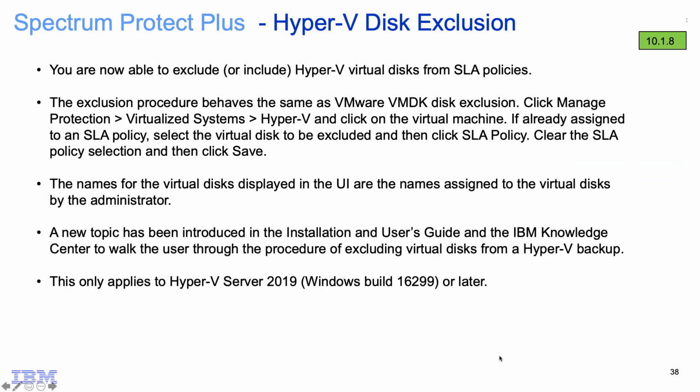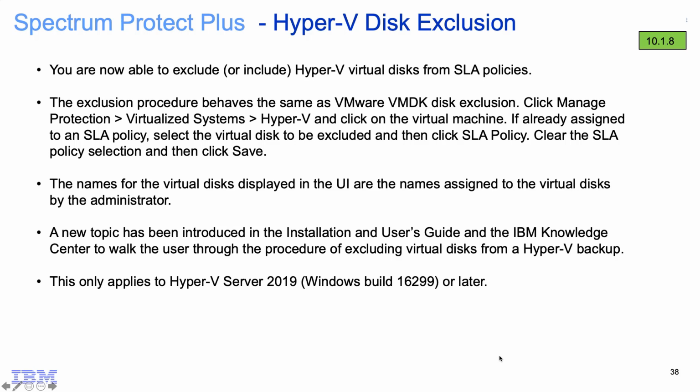Continuing on to the enhancements to Spectrum Protect Plus to the foundations of the core products. You recall in the last version of Spectrum Protect Plus, we introduced the ability to exclude VMware VMDK disks from backup. And beginning in version 10.1.8, you're now able to do the same thing with Hyper-V virtual disks from SLA policies. And it behaves and works very similar to the VMware VMDK disk exclusion that we introduced in previous versions.